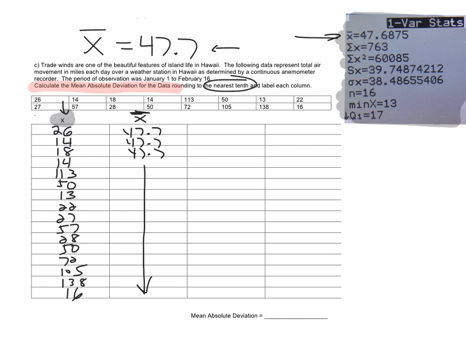Our third column is going to be labeled X minus X bar. What you're going to do is take each data value and subtract the 47.7. So you'll take 26 minus 47.7, 14 minus 47.7. To do this manually, when you have a lot of data, can be a little bit tedious. So what I showed you to do in class is a way of programming your calculator and those lists in statistics to do this calculation for you.